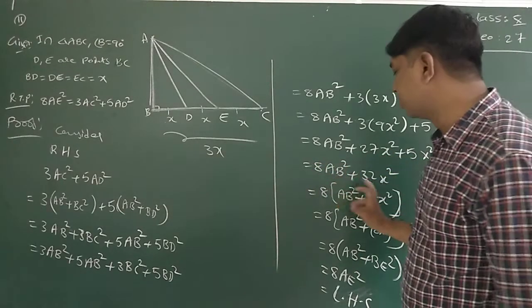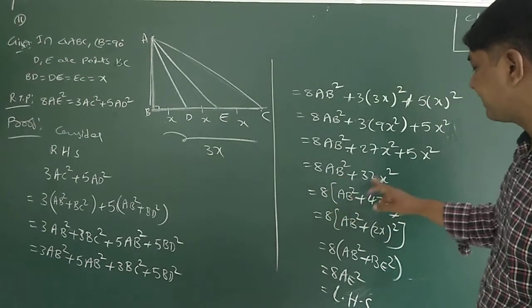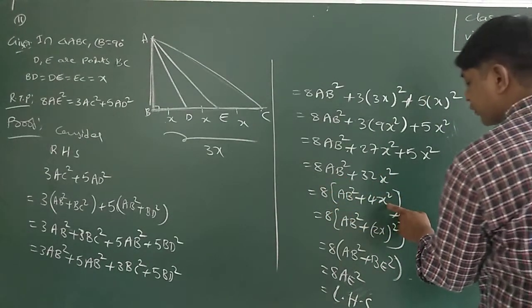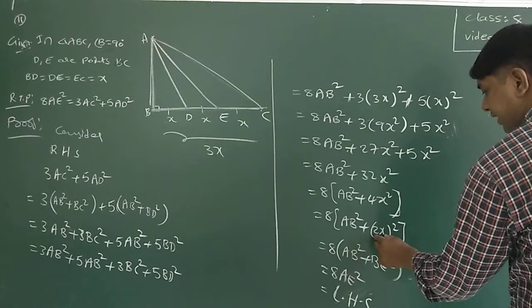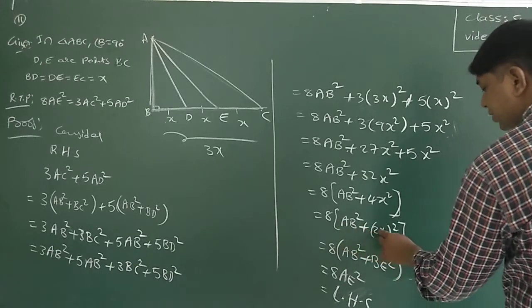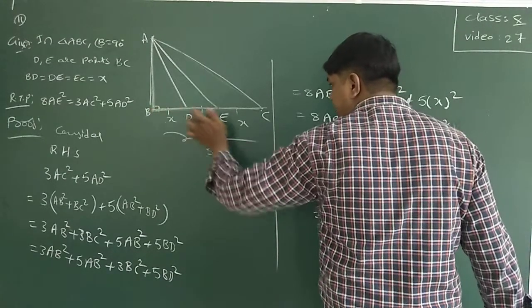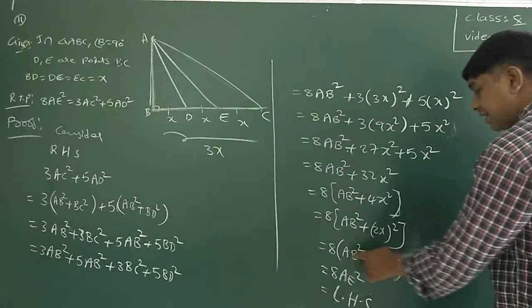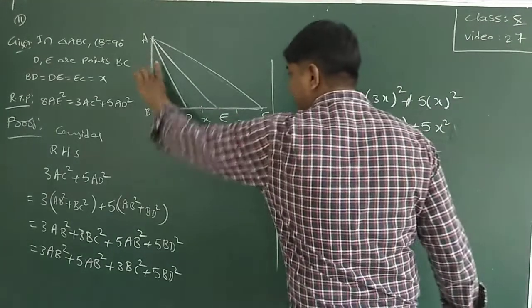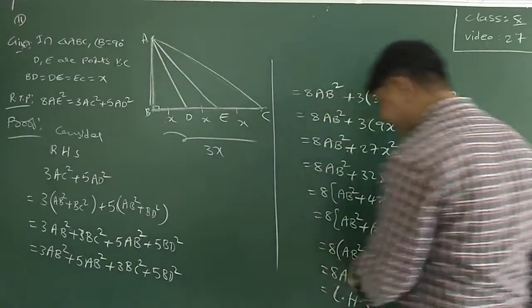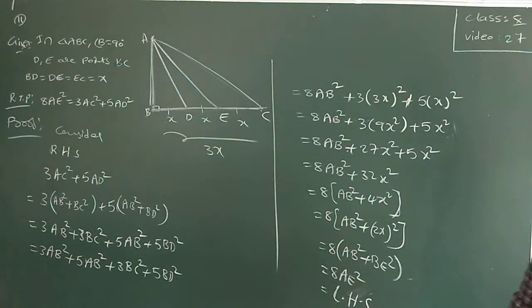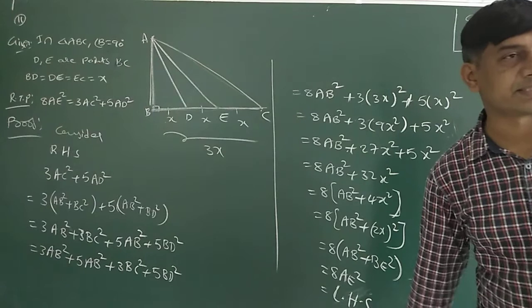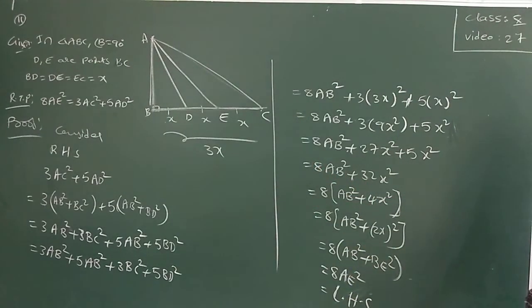From these two, I took 8 common. 8 AB square plus 8 4s are 32, 4x square. 4x square I wrote as (2x) whole square. AB square plus (2x) whole square, where 2x is nothing but the length BE. AB square plus BE square is nothing but AE square. So 8 AE square, that is equal to LHS. I took RHS and I proved LHS. Please write this down.